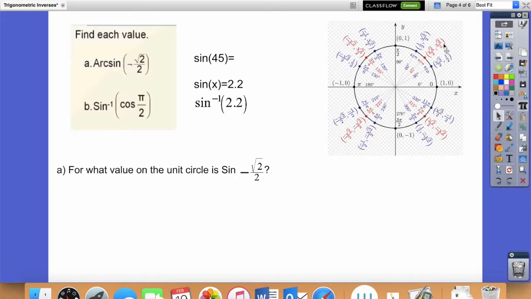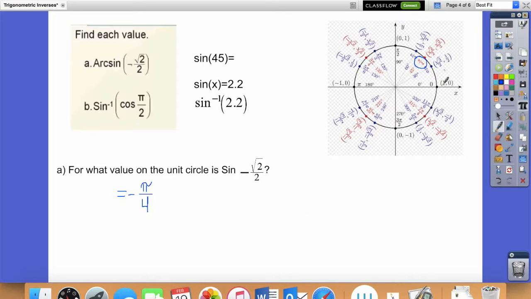So if I look, and I'm looking for root 2 over 2 for now, I can see that my sine is root 2 over 2 when I have a value of pi over 4. So we're going to say it happens at pi over 4. And then since this was a negative, we would also make it negative there.